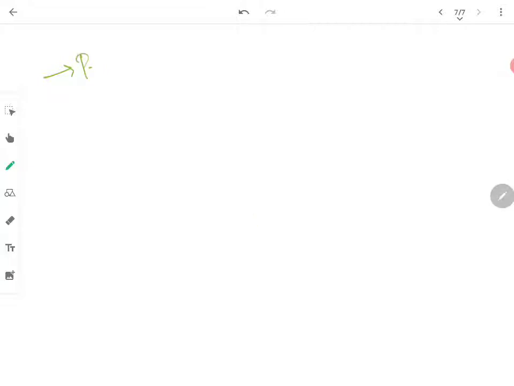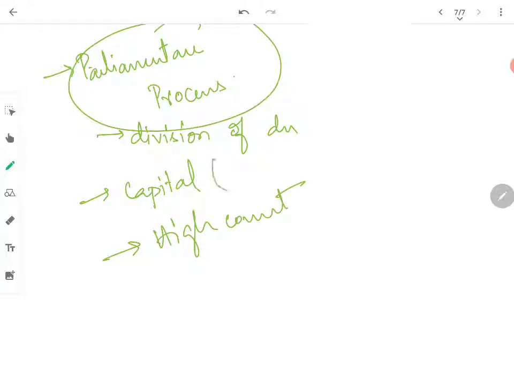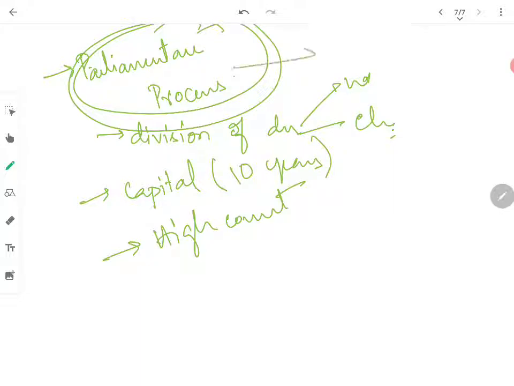And the next chapter deals with the parliamentary process, which was involved in the separation of Telangana from Andhra Pradesh. That is, division of different resources regarding capital, and there are many issues which require parliamentary decisions, let us say the high court, the same capital for 10 years, division of water, electricity, etc. All these things are discussed in the last chapter, the parliamentary process.